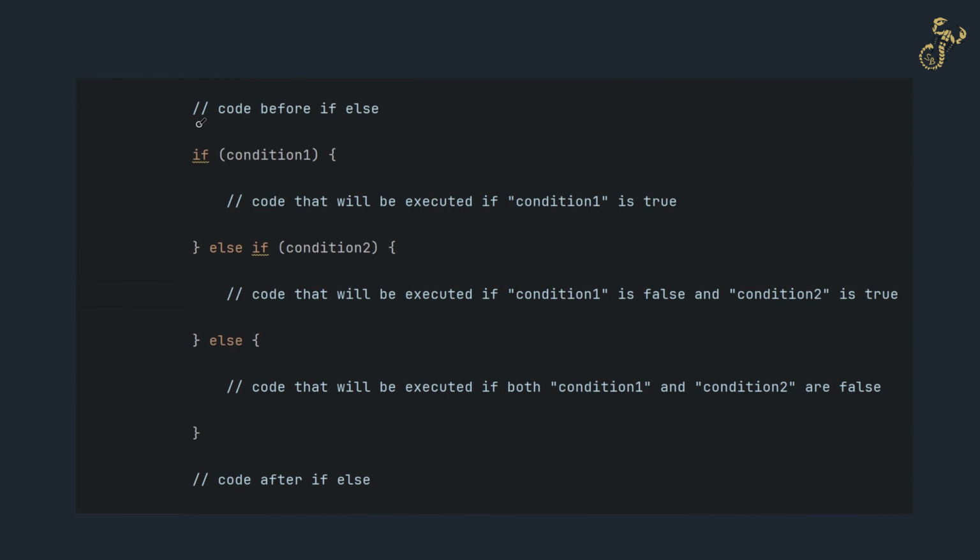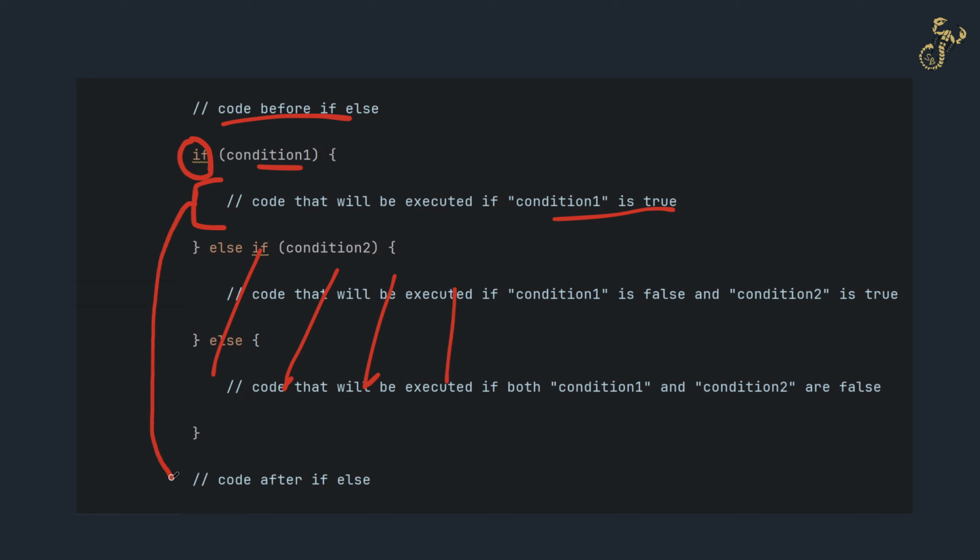Finally, let's have a look at this case here. As usual, we have the code before if, which will get executed as normal. Then we have the if statement with first condition. In case condition 1 is true, we'll execute the code inside if block and we'll skip everything else on the else block. Basically, we will jump to the end and we'll execute this code here after the if-else block.